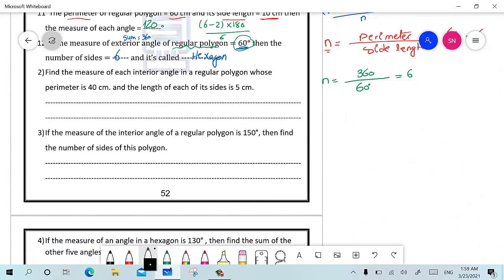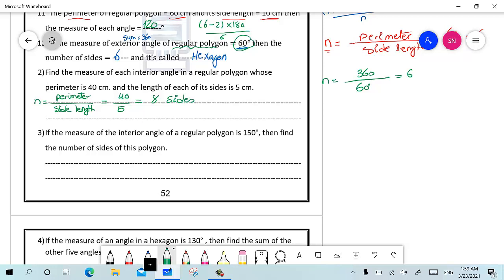Now let's go for number 2. Find the measure of each interior angle in a regular polygon, whose perimeter is 40 and the side length of each one is 5 centimeters. Again, we said that to find n, I am making the perimeter divided by the side length. I have here the perimeter equal 40 and the side length equals 5. So n is 8 sides. I have the number of sides equal to 8.